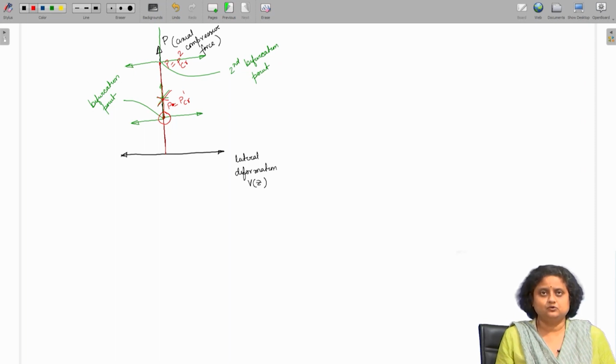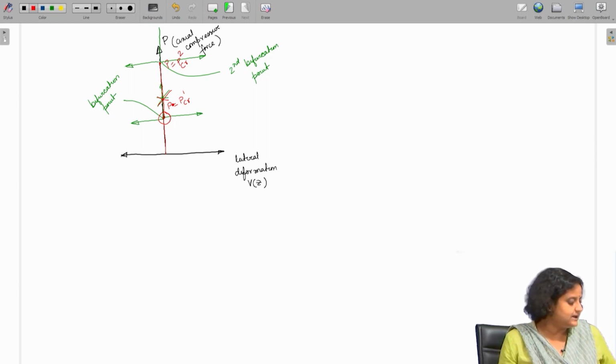As you might have understood, the critical load of a column will depend on the boundary condition. We have found it out for a pin-pin boundary condition. In the later lectures, we will find it out for other boundary conditions, that is fixed-free or fixed and so on. So, now let us move into a second case where we will be having a column with initial imperfection, and we will see how we can solve the problem due to initial imperfection.